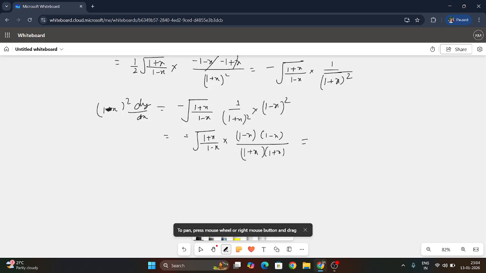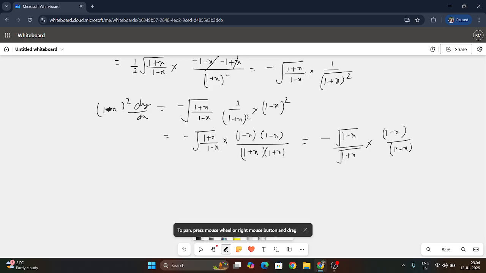And if you take the help of these two, this is going to be minus of (1 plus x), it is going to be root of (1 minus x) by root of (1 plus x), and multiplied by (1 minus x) by (1 plus x). I hope it is clear to you.